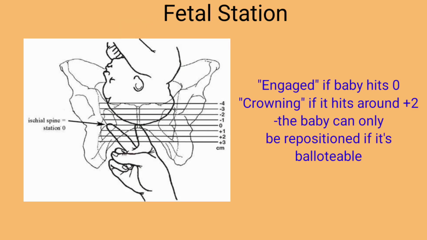Fetal station is how far the presenting part is in relation to the axial spine. Axial spine is considered 0. So when the presenting part hits this one, it means that it's engaged. Anything above that, meaning higher in the uterus, is going to be a negative number. So from 0, it's going to be -1, -2, -3, -4. And then the more the baby is coming out of the cervix and then vagina, it's going to be a positive number. So +1, 2, 3, 4.